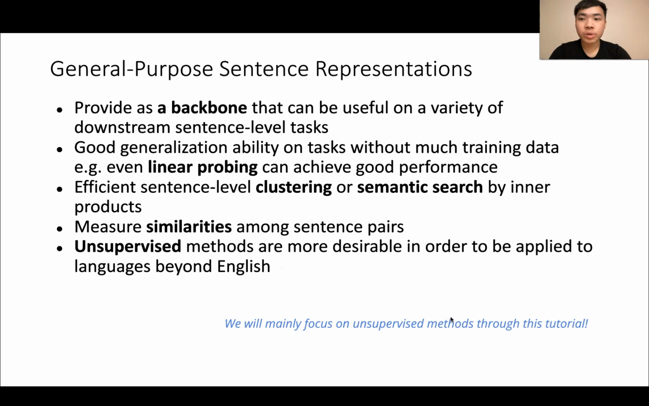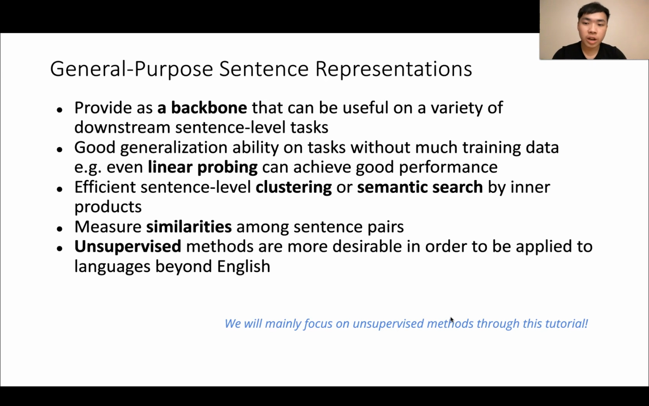So for sentence-level representation, why we need this kind of model is because we want to use this kind of sentence encoder as a backbone that can be used for a lot of different downstream NLP tasks. The benefit is that we can fix this sentence encoder and only use it as a feature extractor. So we don't need to fine-tune this model for any downstream tasks. We only need to train a linear layer to do a simple classification, and we can achieve good performance even without a lot of label data.